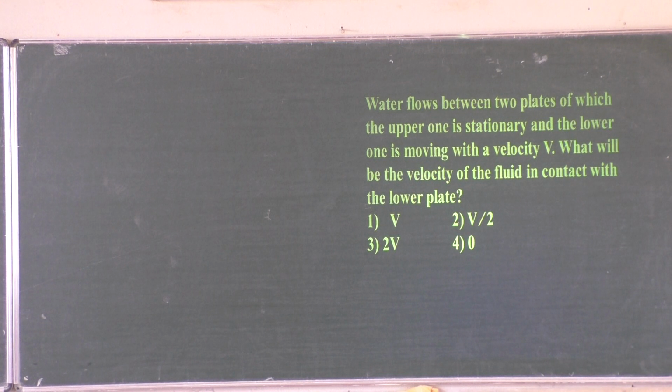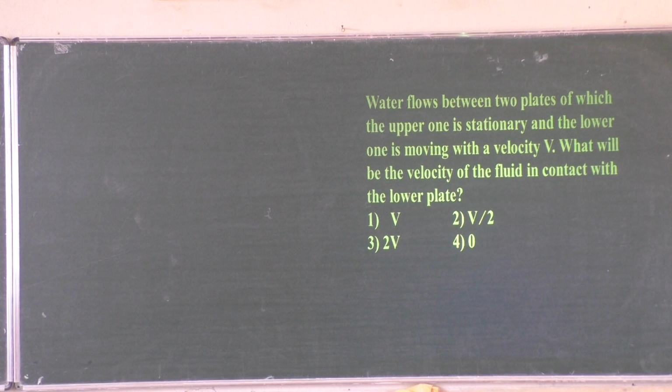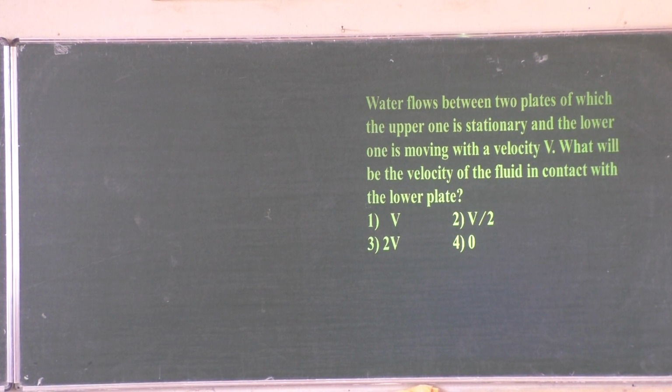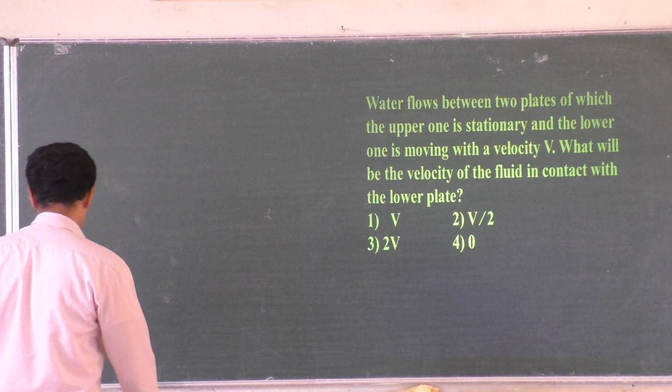So we are in the 11th question, right? Water flows between two plates, of which the upper one is stationary and the lower one is moving with the velocity v. What will be the velocity of the fluid in contact with the lower plate? Upper one is stationary and the lower one is moving with the velocity v.